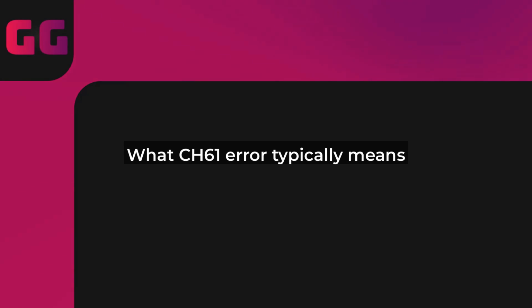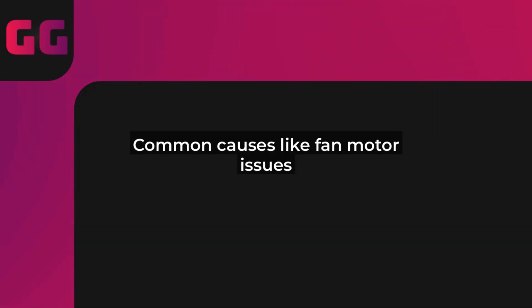First off, what exactly is error code CH61? In LG air conditioners, CH61 typically signals a problem with the indoor unit's fan motor or a communication error between the indoor and outdoor units. This could be due to a few common issues, like a faulty sensor, wiring problems, or even dust and debris buildup that's causing the system to malfunction. It's LG's way of saying, hey, something's not right here.